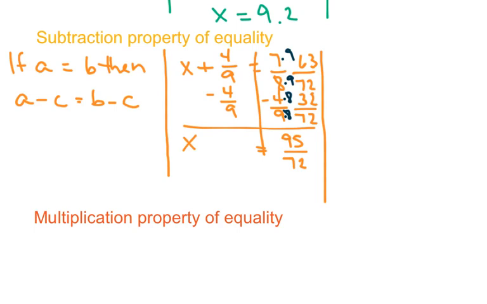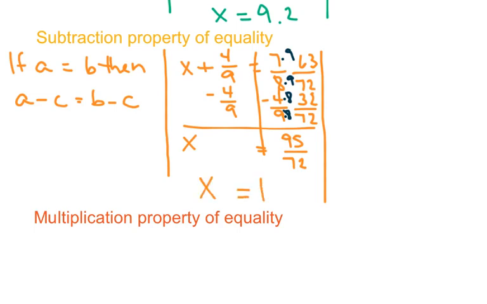That is our answer, but we always want to simplify our answer as much as possible. And we want to see if a number goes into both 95 and 72. It may be easier to change it to a mixed number first and then simplify it if possible. So I'm going to change that into a mixed number. 72 goes into 95 once.